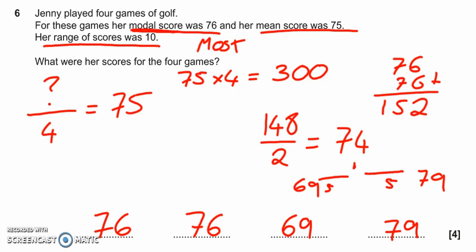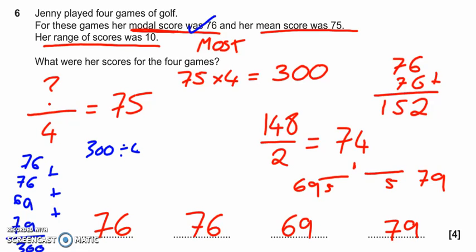Let's just check that my 4 scores meet my criteria. So for these games, her modal score was 76. Does 76 appear the most times? Yes, it does. Her mean score was 75. I can do a very quick check of this. So I can do 76 plus 76 plus 69 plus 79. That's equal to 300. If I do 300 divided by 4, I get an answer of 75. So her mean score is 75.